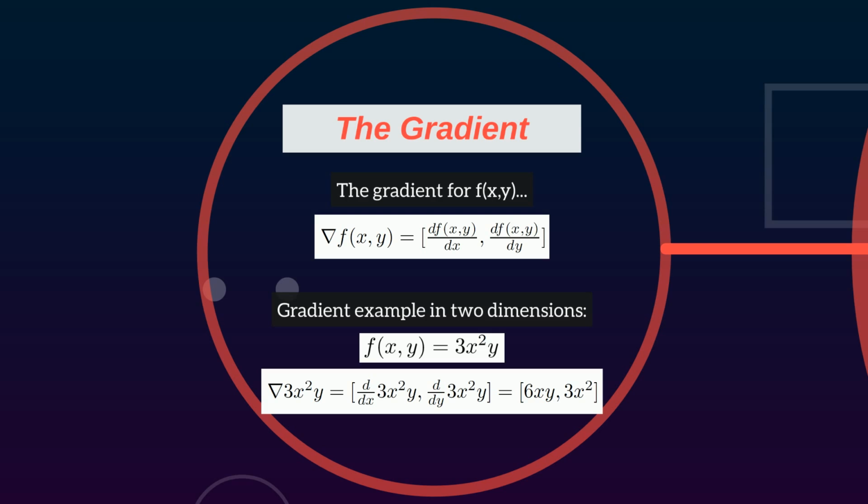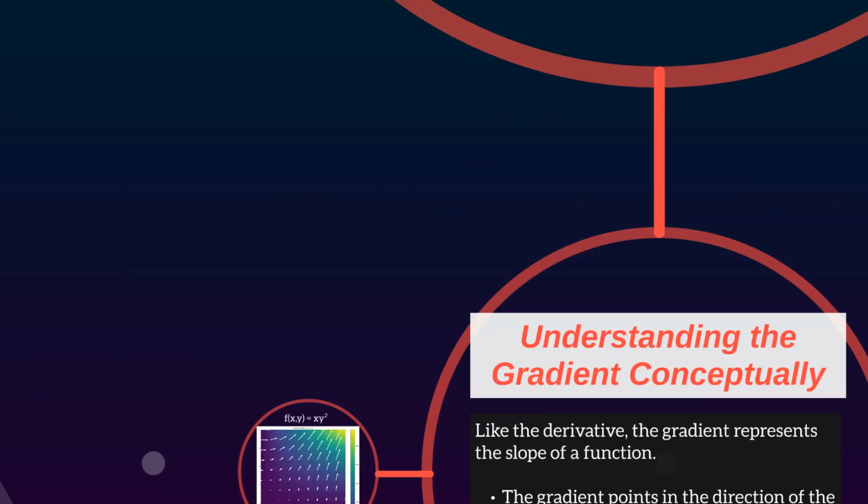So this is the gradient operator. It's simply the partials with respect to every variable in the equation. But what exactly are we finding here, and what does it mean? So let's talk about that.